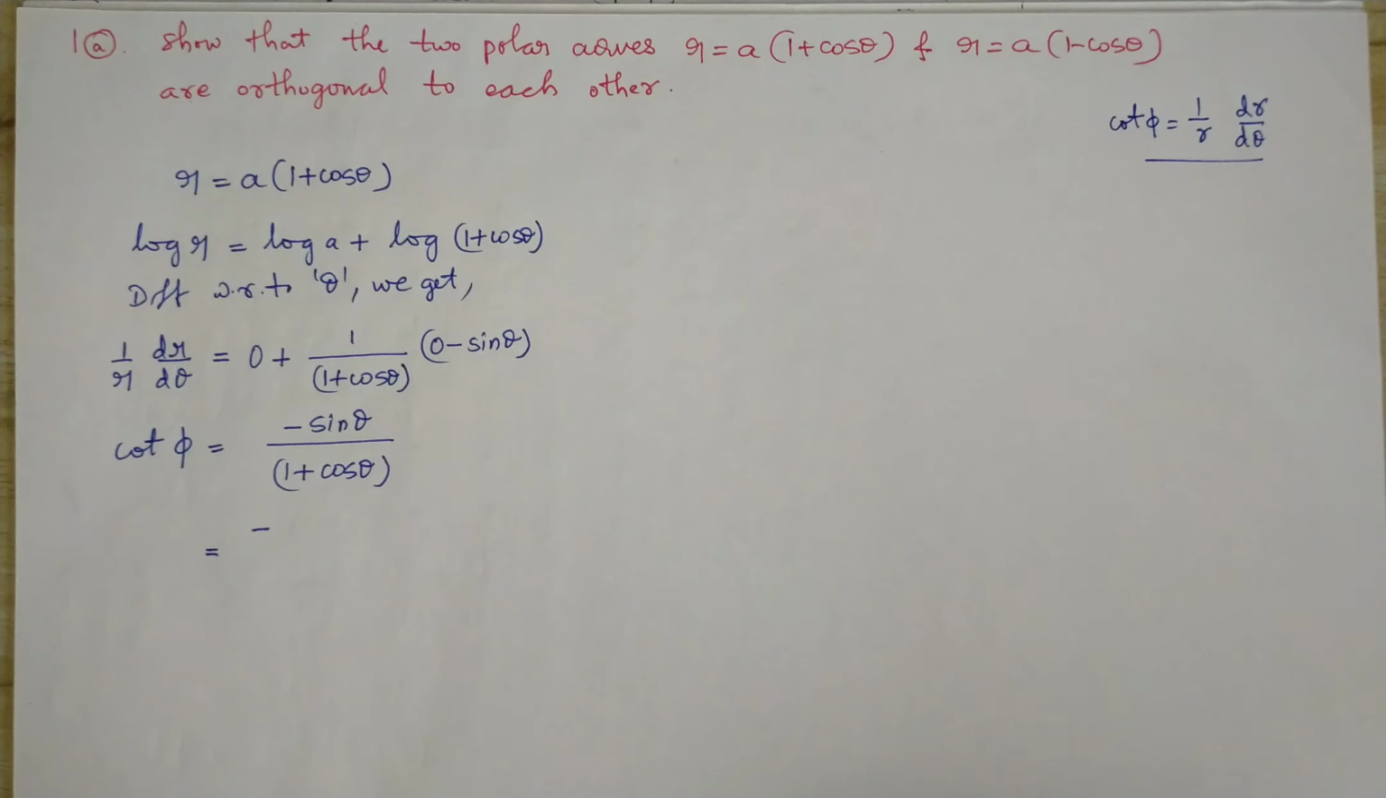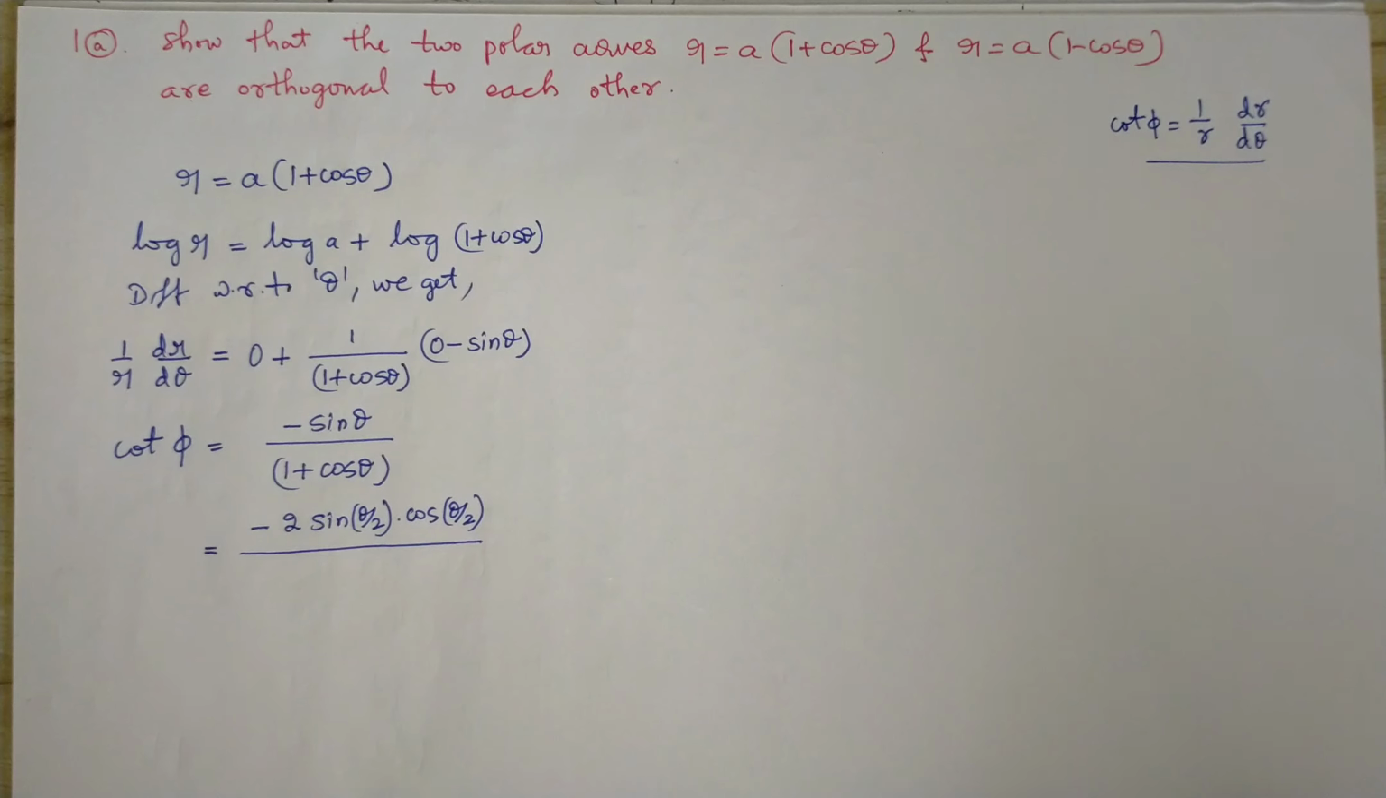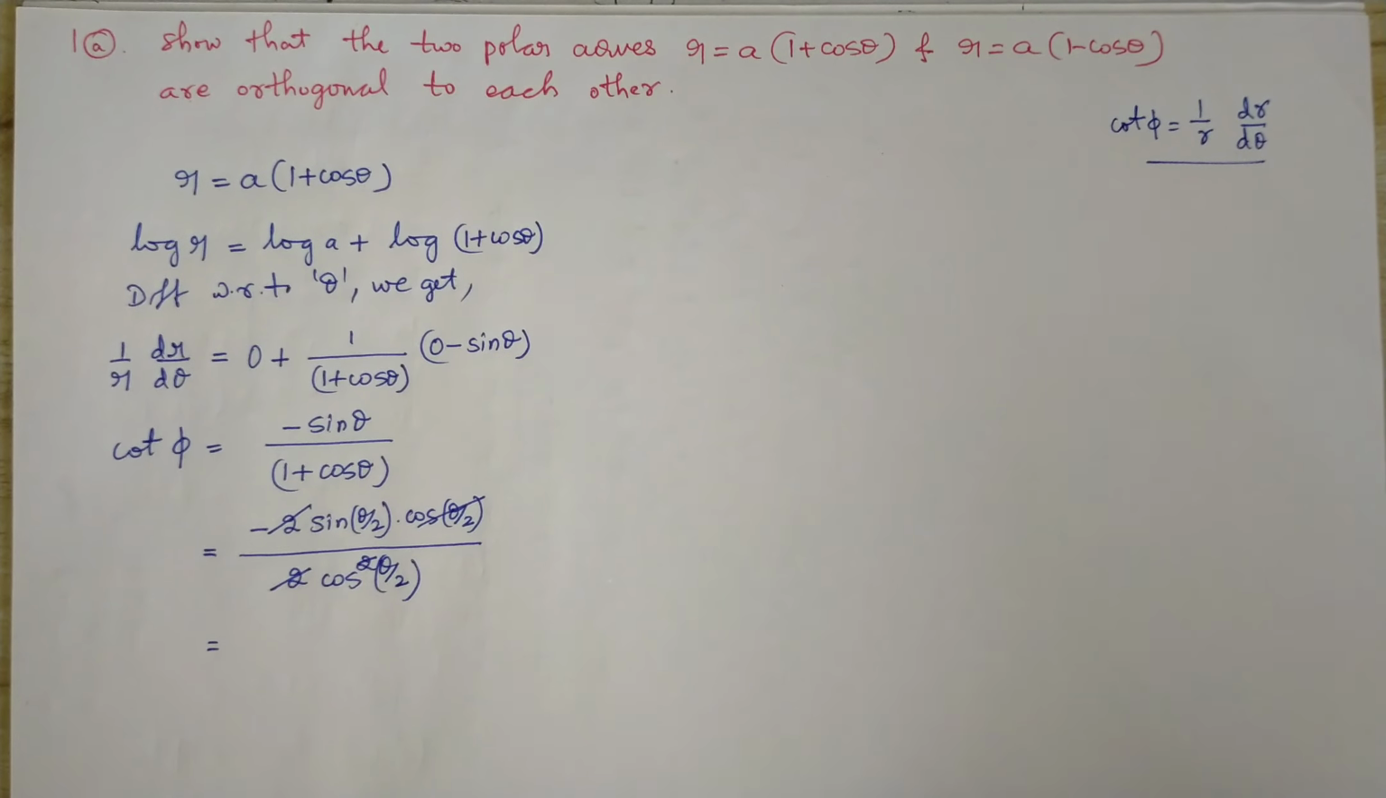We know that sin 2 theta is 2 sin theta into cos theta. As a consequence, sin theta is 2 sin theta by 2 into cos theta by 2. We know that 1 plus cos 2 theta is 2 cos square theta. As a consequence, 1 plus cos theta is 2 cos square theta by 2. So finally we have sin theta by 2 by cos theta by 2, which is tan theta by 2.